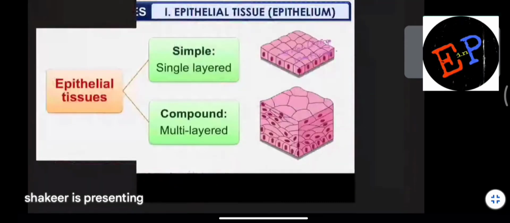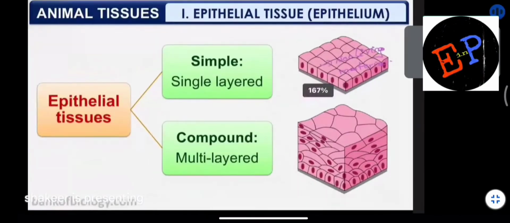Clear? Next, these epithelial tissues we can again divide into two types. One is simple, and the second one is called complex. Simple means what? It is made up of only one layer of cells. Complex means what? It is made up of many layers of cells. Are you able to understand? For example, skin. It is not made up of a single layer, no, it is made up of many layers of cells. Are you able to understand?